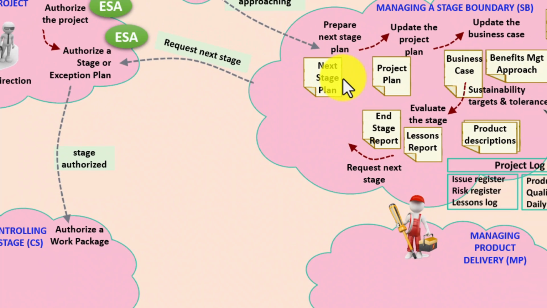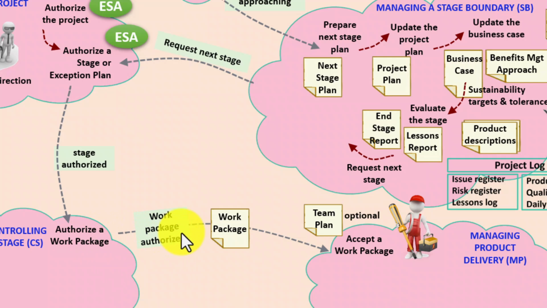All right, pause again. Let's get back to where we were. We've just approved the next stage plan. Whether it's 1 or 2 meetings, we've now agreed to proceed to the next stage, which in this case is the first delivery stage, maybe one of many. So the stage is authorized and the project manager authorizes a work package description. He or she does not give out a work package per se, but a work package description. And this is sent to the team manager in the accept a work package activity.